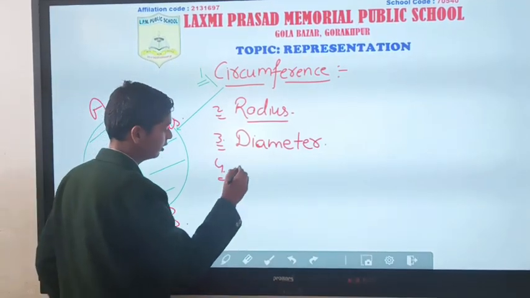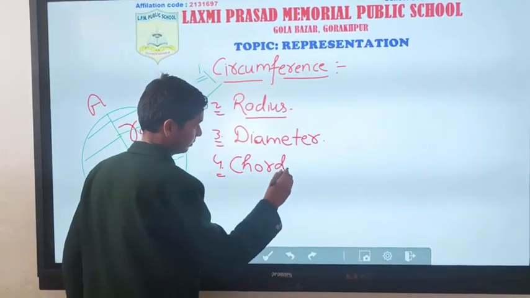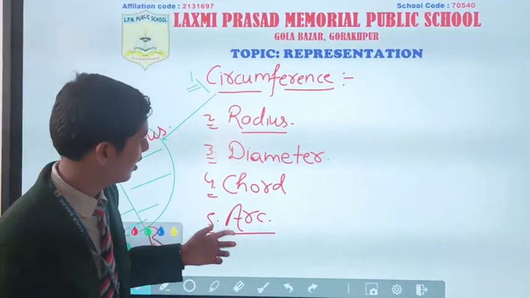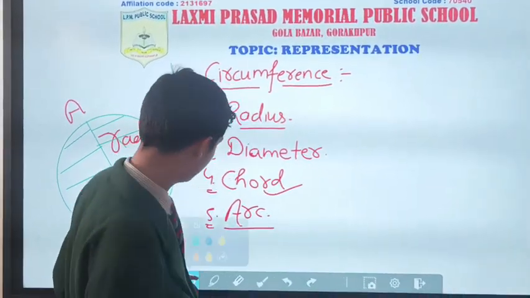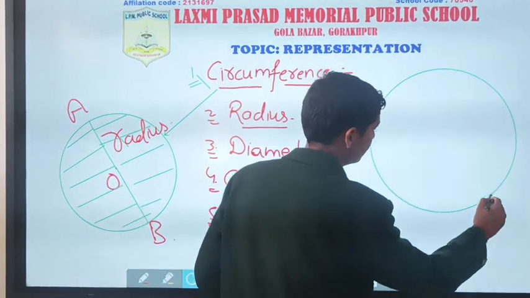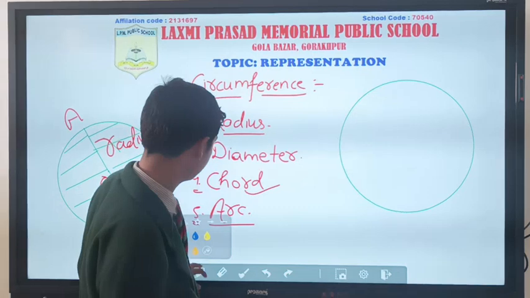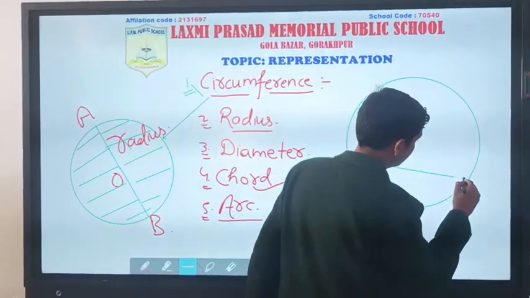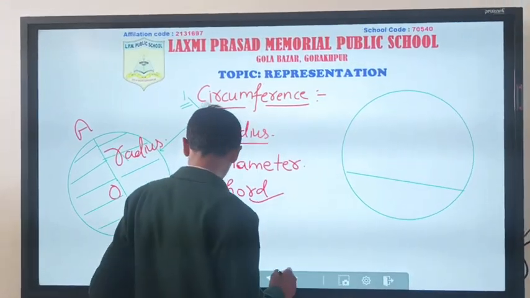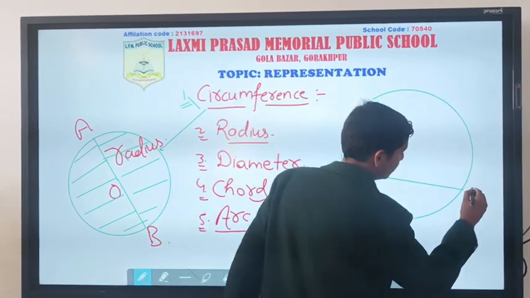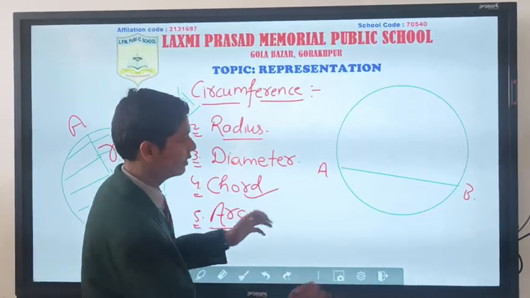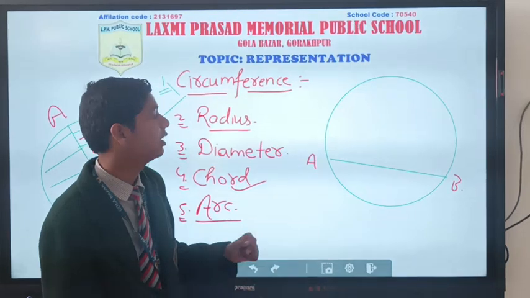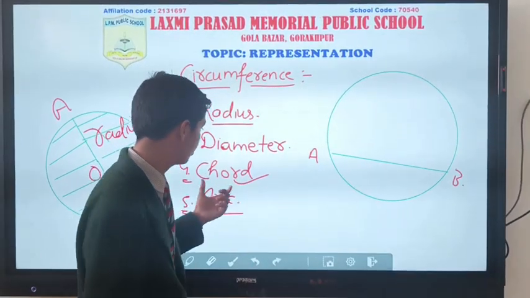One more is the chord and the arc. Now we have our next point, which is the chord. To explain the chord, let us draw another circle. If I draw a line from this point to this point, we can call this line AB. This line connects two different points on the circle, so it is known as a chord.